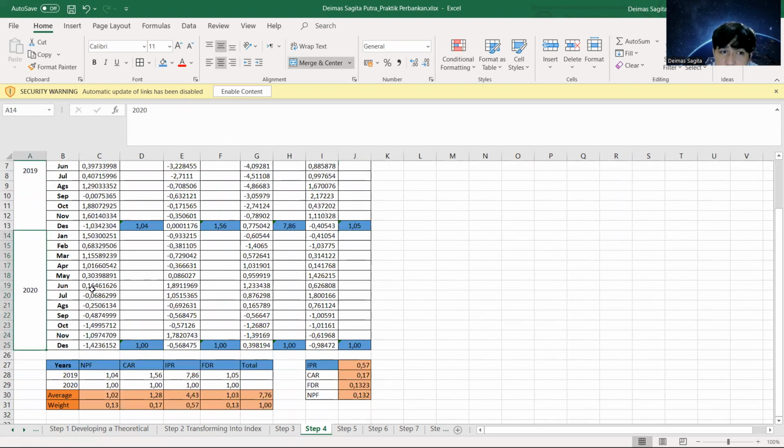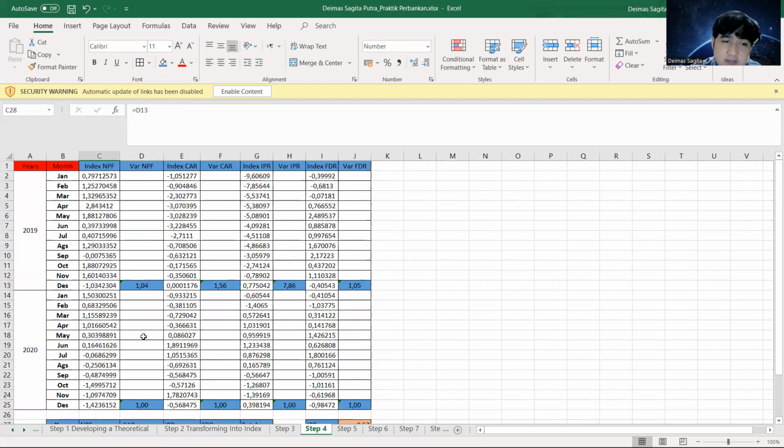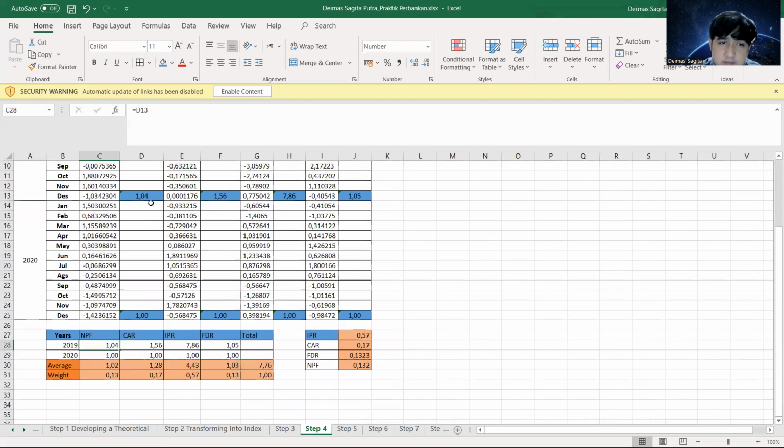Seems like 2019, 2020. Just block your data. The formula is equal VAR.S. Just block your data from January to December 2020 and just enter that. After that, try to make a new table below the data and put your variance NPF. After we got our variance, put your variance in the table below, just like this.